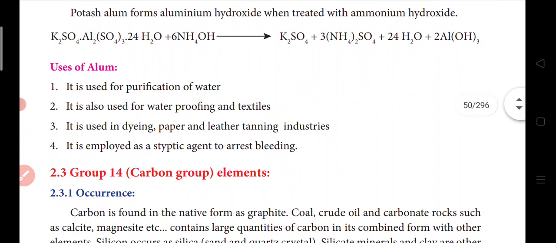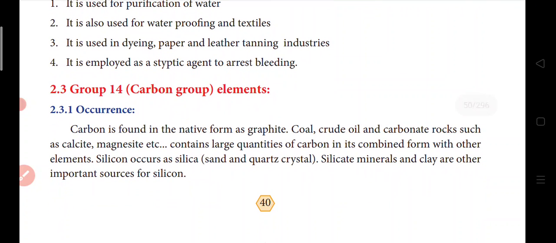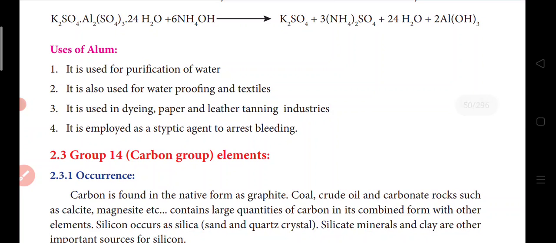Its uses again are very important, a 2 mark question. First is purification of water, waterproofing of textiles, use in dyeing, paper, leather and tanning industries, and as a styptic agent to arrest bleeding. These are the uses of alum. This was asked this time too: what is alum, give 2 examples and write its uses. Altogether it was one question, so it is very important.